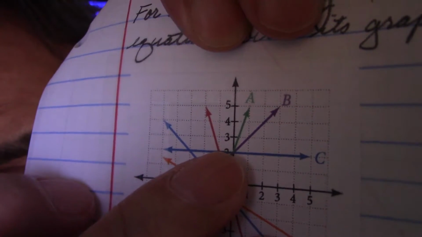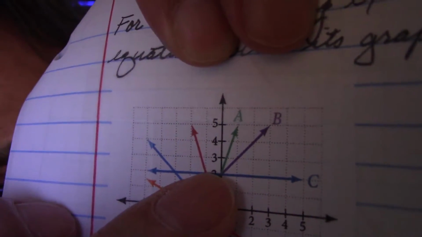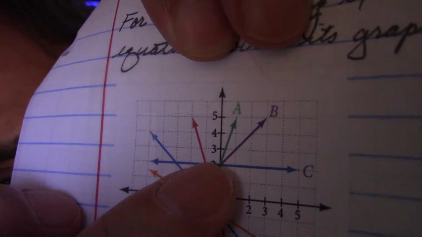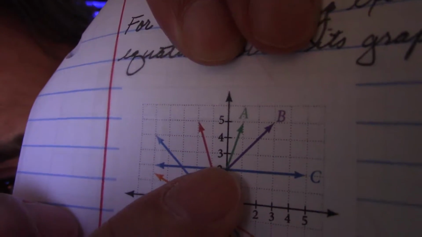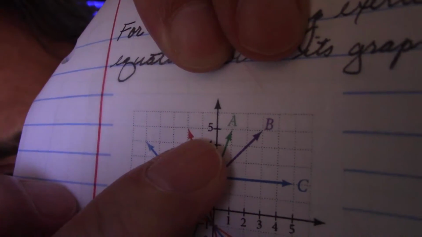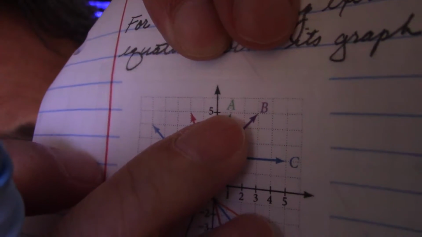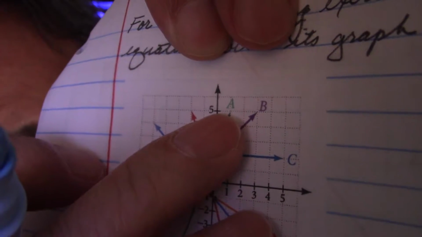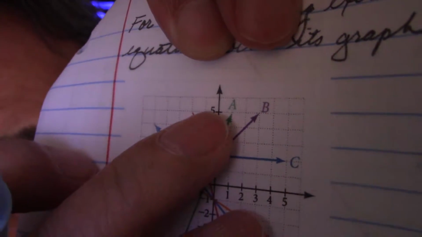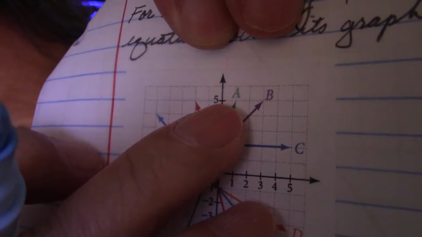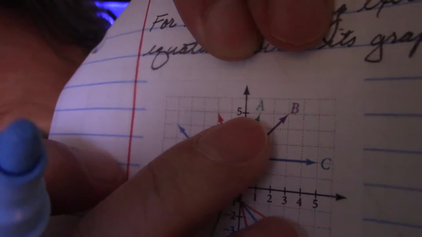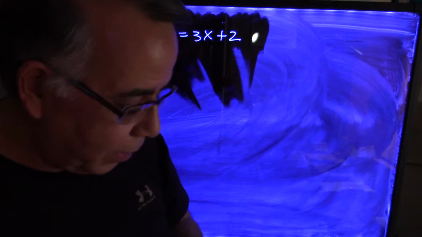You start at the y-intercept there. A slope of 3 is the same as 3 over 1, a rise of 3 and a run of 1. So you go up 1, 2, 3, run of 1 to the right. There you go. If it were negative 1, you'd go to the left. Line A is the correct line.